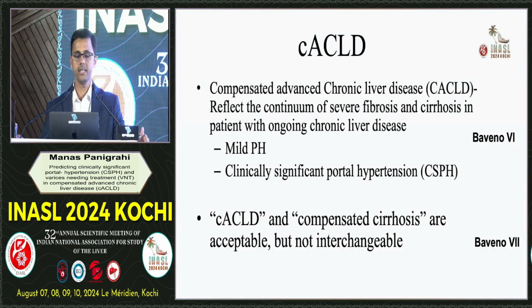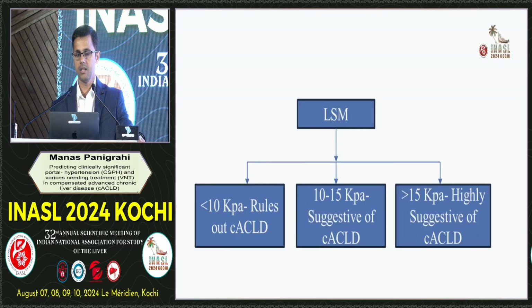In 2021, Baveno 7 told that cACLD and compensated cirrhosis are acceptable terms, but they are not interchangeable. With liver stiffness, if it is less than 10, we can rule out cACLD. 10 to 15 is suggestive of cACLD, and more than 15 is highly suggestive of cACLD.